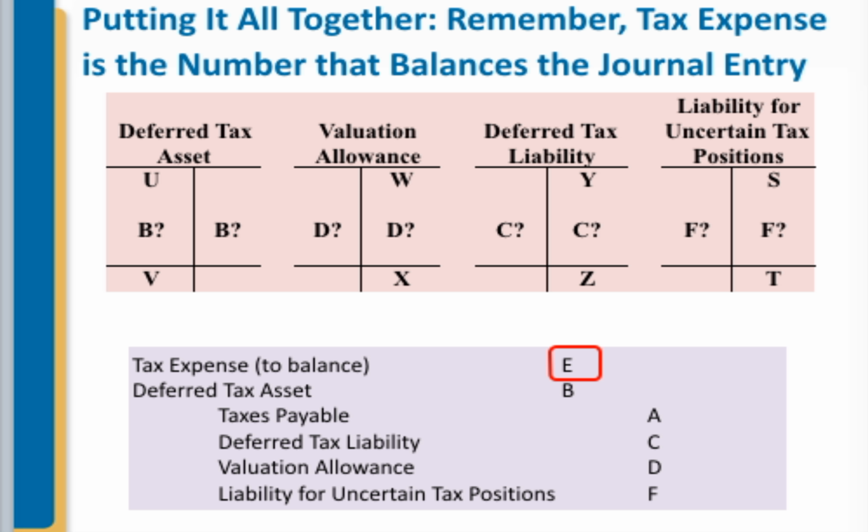And D and F, I'm trying to think. I don't even remember ever seeing anything about valuation allowances or uncertain tax positions on the CPA exam. Pretty sure everything I've seen in CPA prep and on the exam itself just covers the tax liability or deferred tax liability, also deferred tax asset being on the other side, and tax expense.